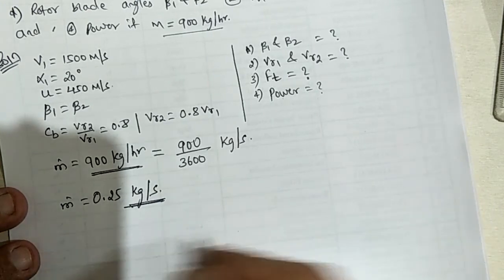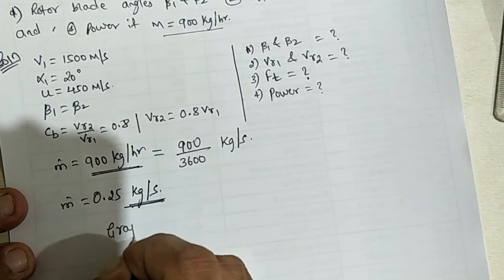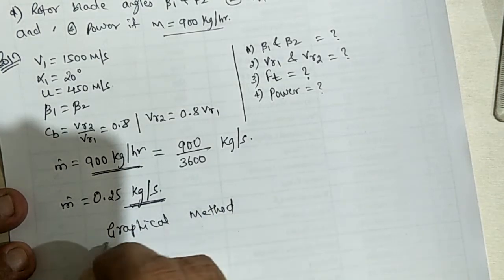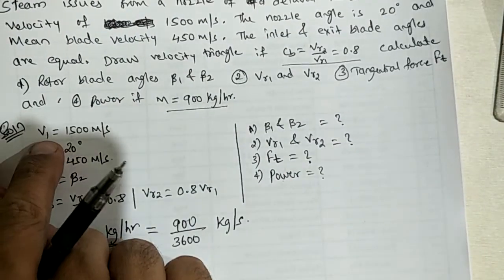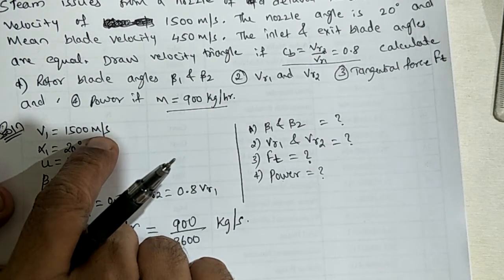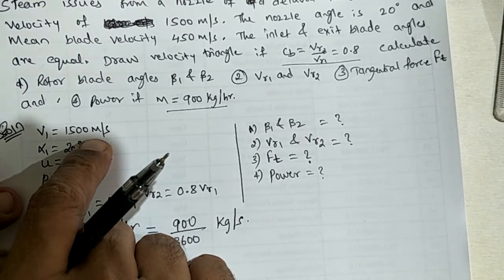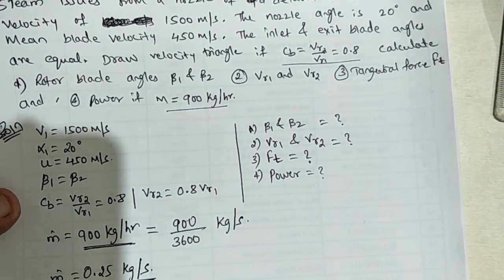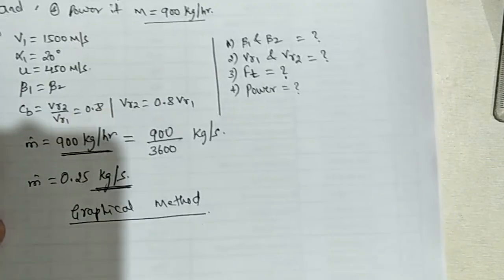Okay, so we'll solve this problem by graphical method. As I told you, the value of V1 is 1500 meters per second, right? So you have to choose the scale such that the length of V1 should be somewhere around 12 centimeters to 15 centimeters, so that you can easily fit this value of V1 into your paper, right?